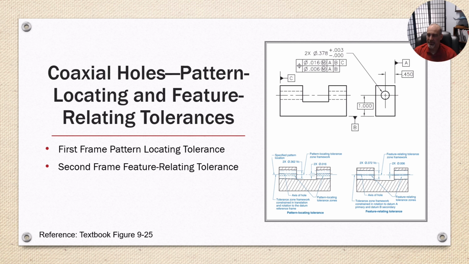Now the second frame refers to them independently of each other. So the tolerance zone framework constrains the rotation only to datum A, primary, and datum B, secondary. And so you have a tighter tolerance for the hole, but less on the rotational tolerance.